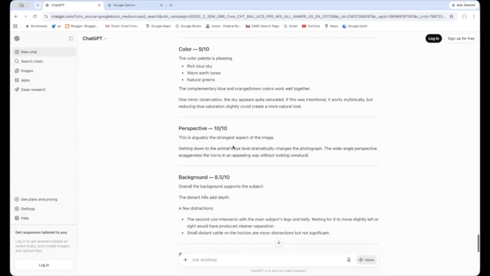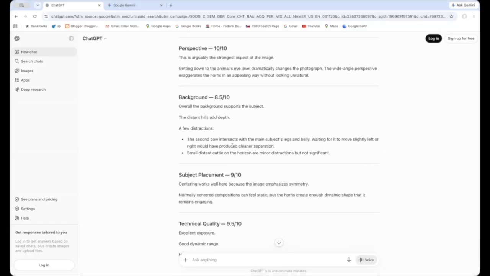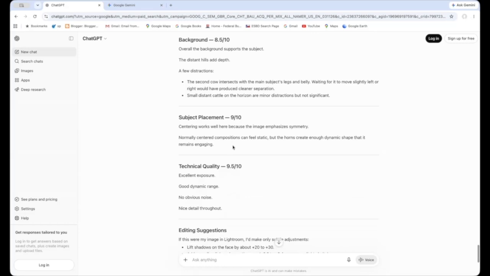And then focus and sharpness talks about that. Color 9 out of 10, perspective 10 out of 10, background 8.5 out of 10. And this is my big critique of the picture, but there's nothing I could do about it. It talks about the second cow in the background, or there's a bull in the background standing behind the cow that's a little distracting. If I had my way and I could direct those animals, I would have moved that bull out of the way to just have the cow standing there. And we'll go back and look at the picture in a minute.